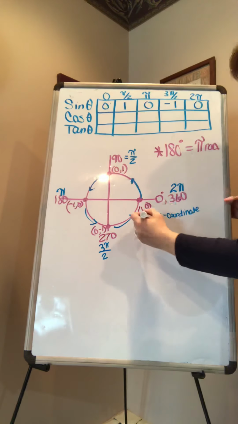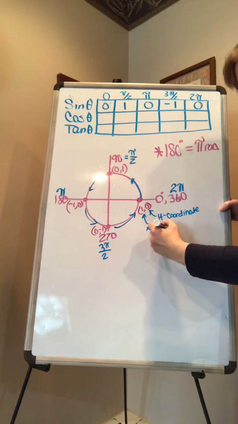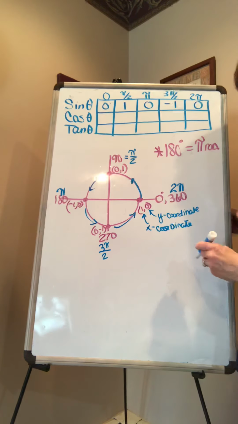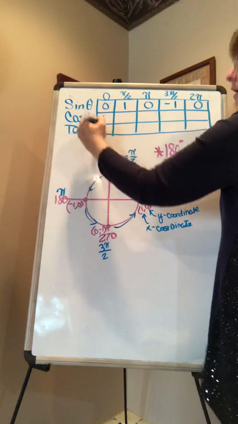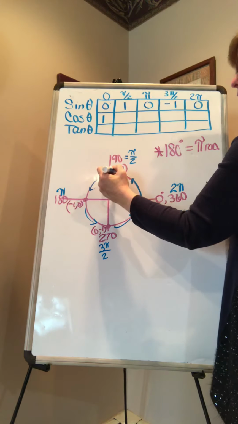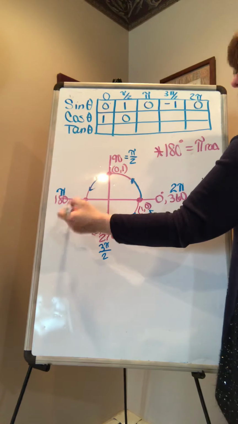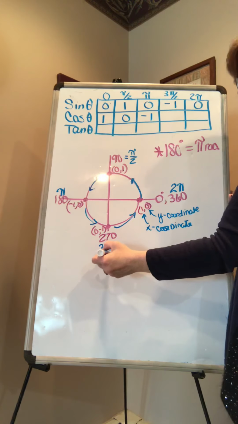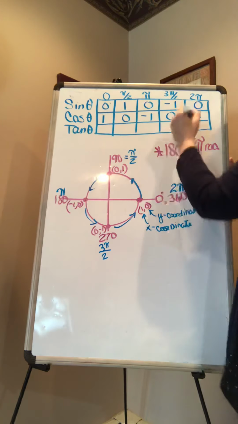Cosine is always your x coordinate. And so cosine at 0 degrees is 1. Cosine at pi over 2 radians is 0. Cosine at pi radians is negative 1. Cosine of 3 pi over 2 radians is 0. And then back to 2 pi, which is 1.